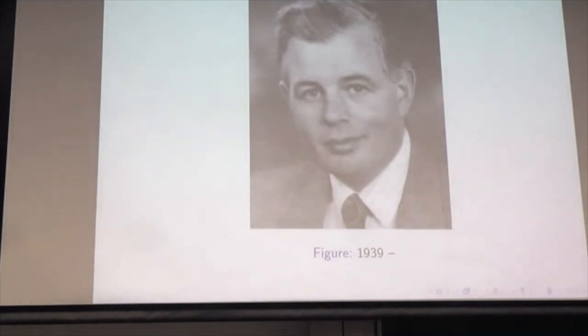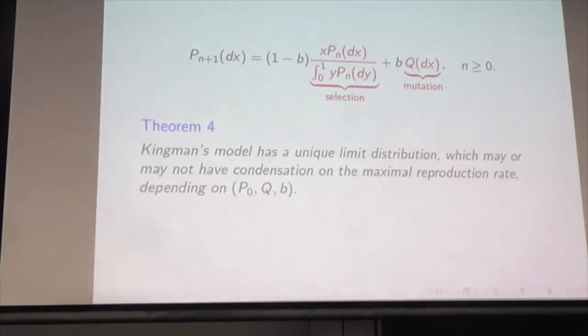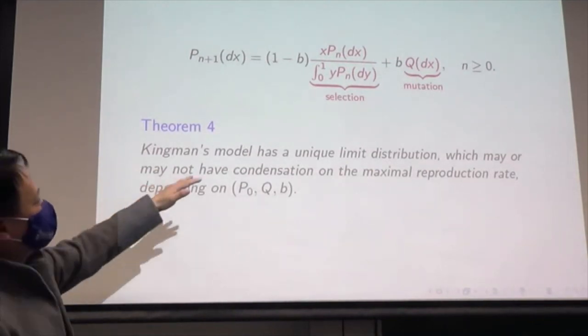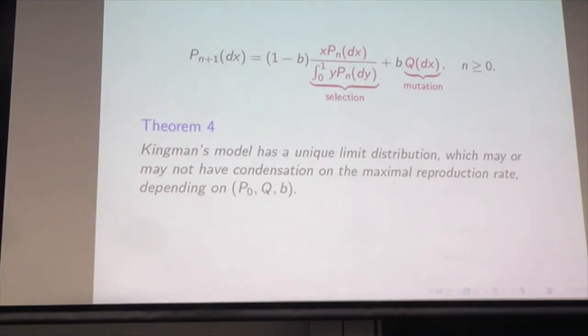This model is an extension of Sir John Frank Charles Kingman's model. He is a very famous British mathematician. He proposed it in 1978. The only difference is the selection. In the Lenski model, we have a very clear definition: you see a gamma, so you know what it means. In Kingman's, the selection is not very clear, but it's a very simple form, and it's mathematically very nice to analyze. And I proved that it has a unique limit distribution, which may or may not have condensation depending on the parameters.